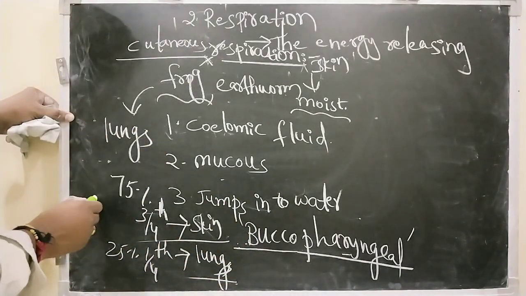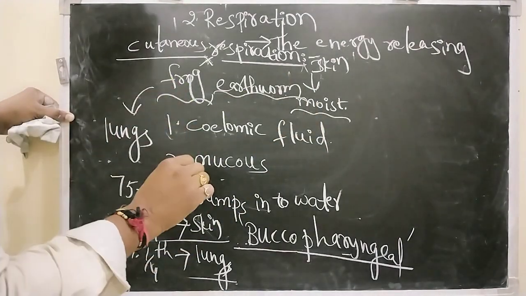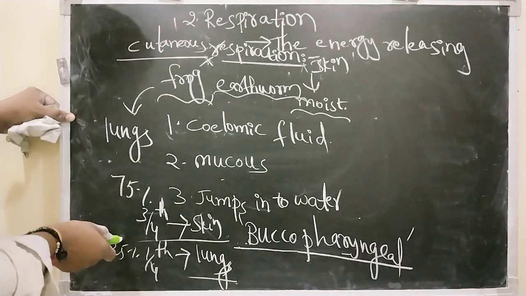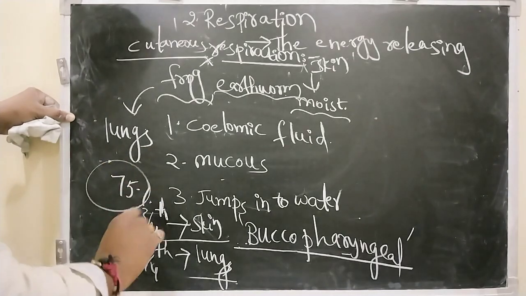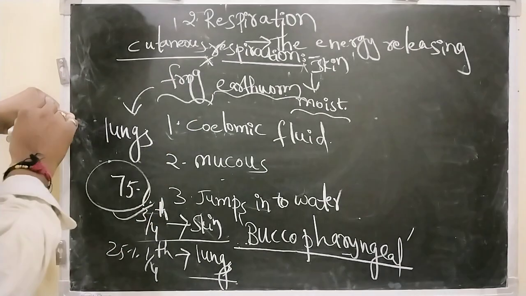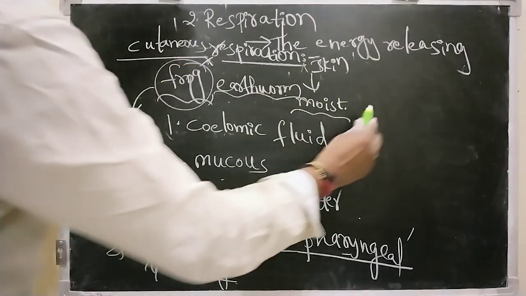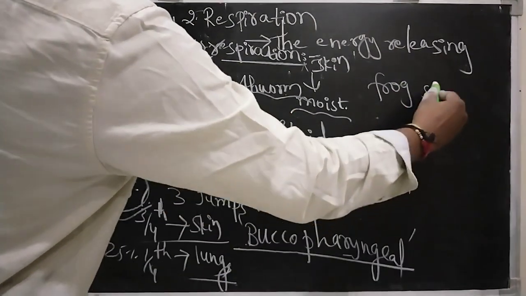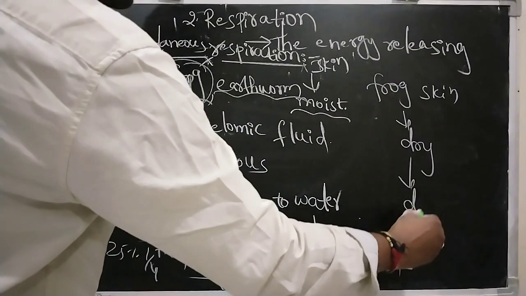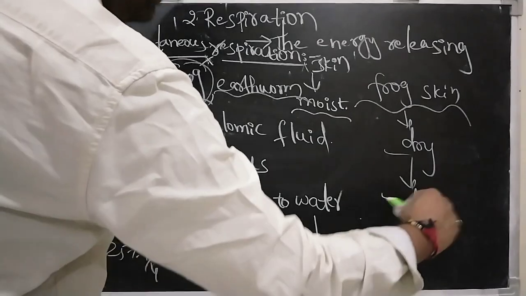What we observed is that even the earthworm performs respiration only through its skin. As we discussed, 75% or 3/4 of the respiration in frogs is performed through the skin only. That is why if the skin of the frog dries, it will die. Simple.